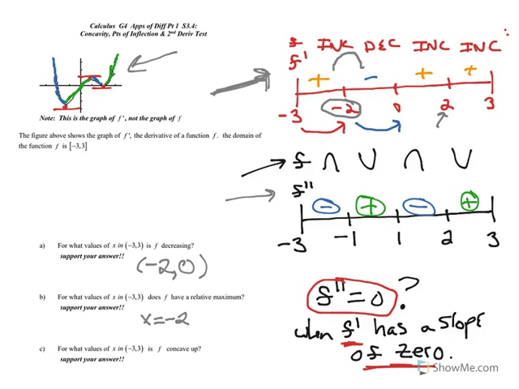And the third question, part C, for what values of x is it going to be concave up? For that, we're going to look at our second derivative test. So we want to look at our second derivative test for curvature. So where is it concave up? It looks like from -1 to 1. So -1 to 1, it's concave up. And from 2 to 3, it's going to be concave up.